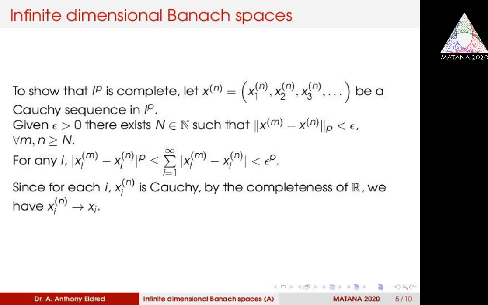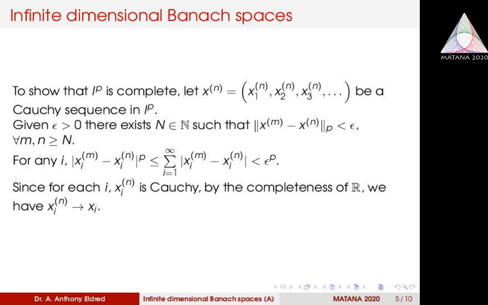So for each i, xi n will be a Cauchy sequence. We are following the same technique here that we followed in R power n. For each i, xi to the power of n will be a Cauchy sequence, and by completeness of R, we have xi n converges to xi for each i.